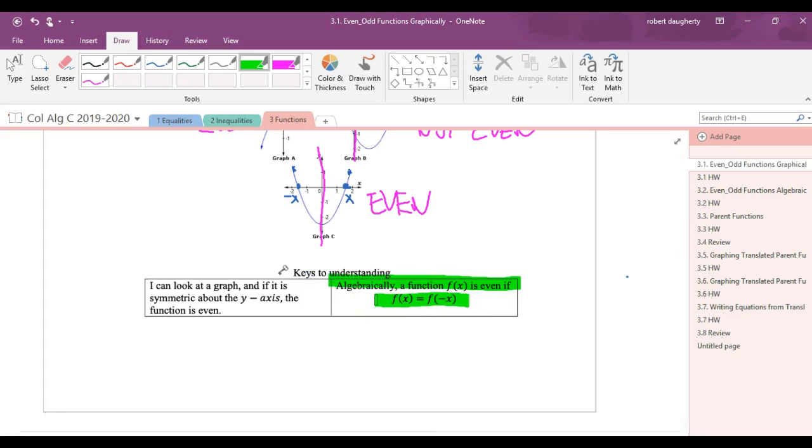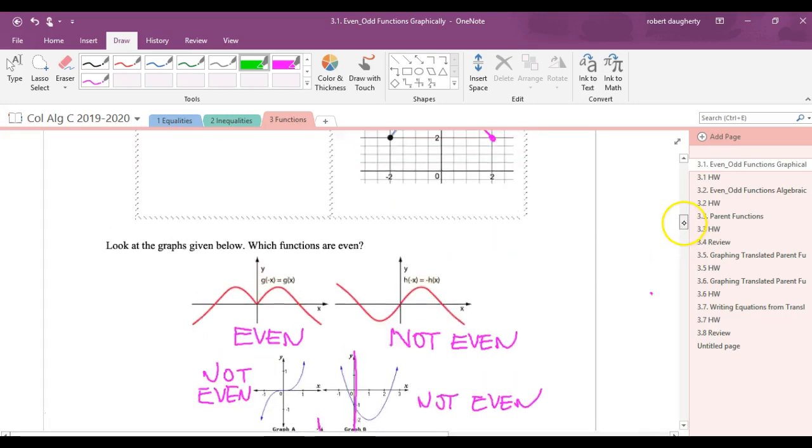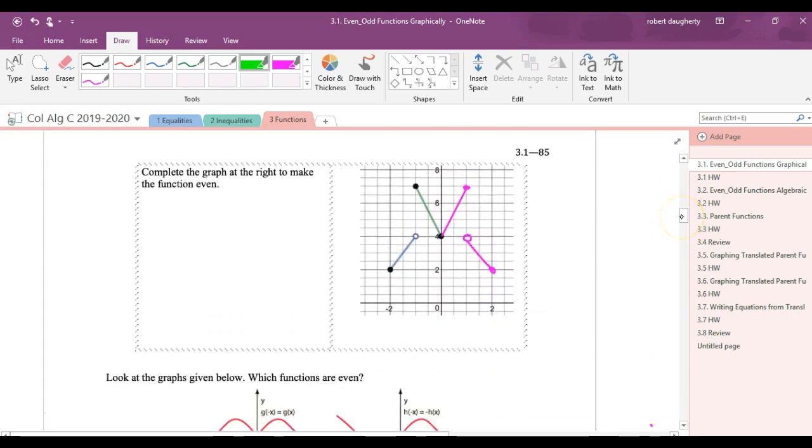All this means is every function that I looked at that was even, so let's go back to this one example here. So at this point, this function is what? This is the point negative 2, 7. If that point is negative 2, 7, I can guarantee you this point right here is 2, 7. That's what it means for a function to be even.